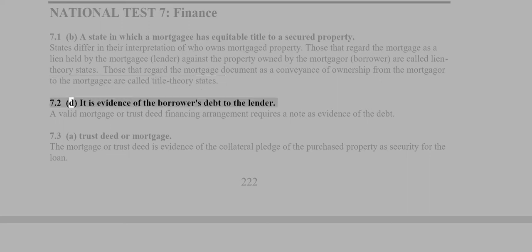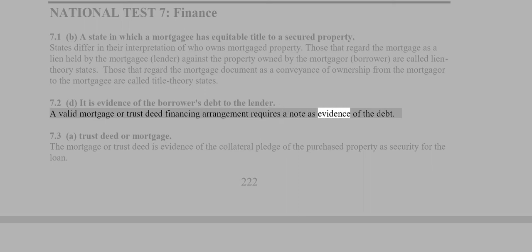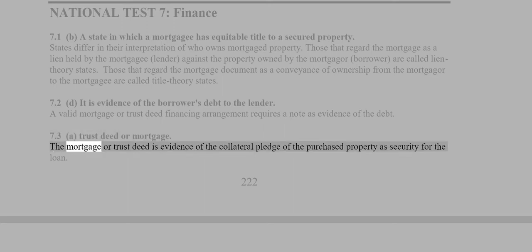7.2 d. It is evidence of the borrower's debt to the lender. A valid mortgage or trust deed financing arrangement requires a note as evidence of the debt. 7.3 a. Trust deed or mortgage. The mortgage or trust deed is evidence of the collateral pledge of the purchased property as security for the loan.